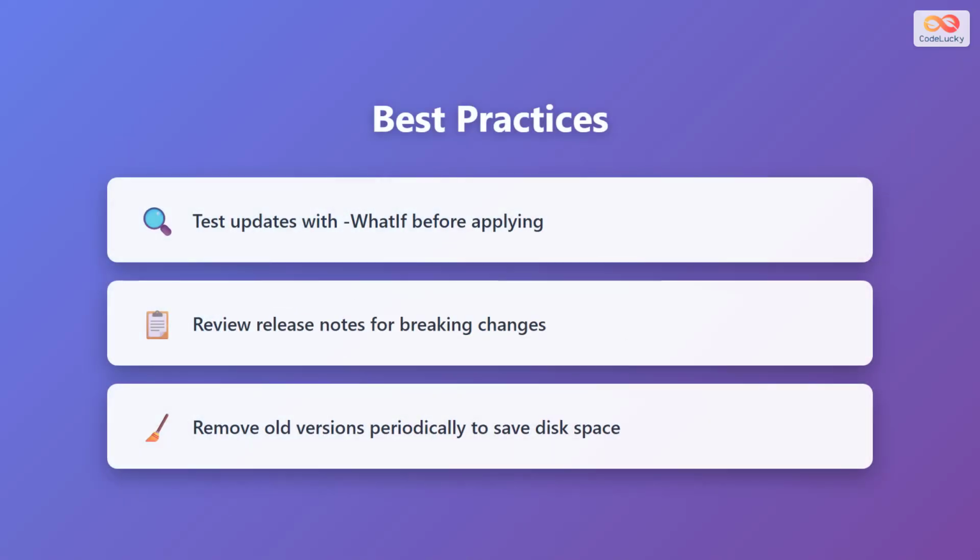Here are 3 best practices for using Update-Module effectively. First, always test updates with the -WhatIf parameter before applying them. This lets you see what will change without risking your current setup. Second, review the release notes for any module before updating. Release notes tell you about new features, but also warn you about breaking changes that might affect your existing scripts. Third, remove old versions periodically to save disk space. Unless you have a specific reason to keep multiple versions, cleaning up old installations keeps your PowerShell environment lean and easier to manage.